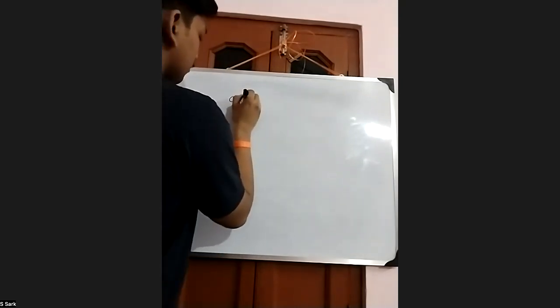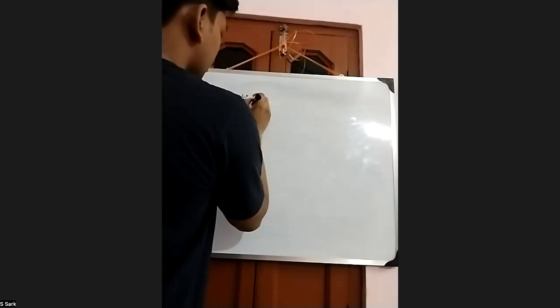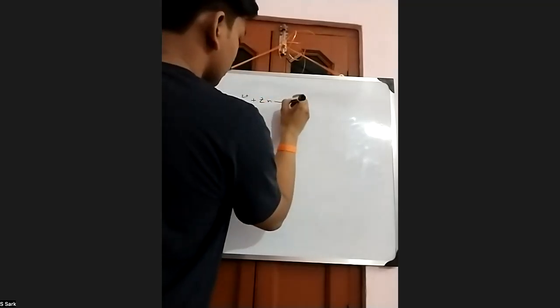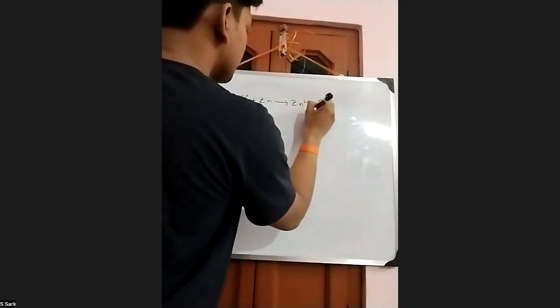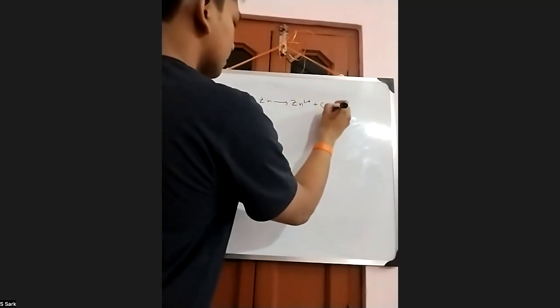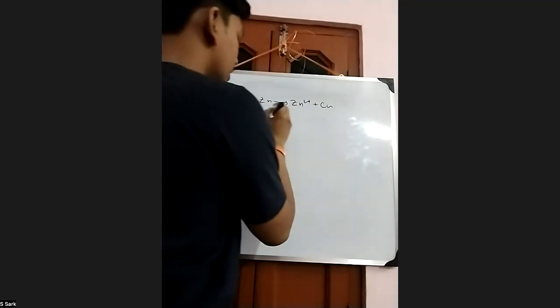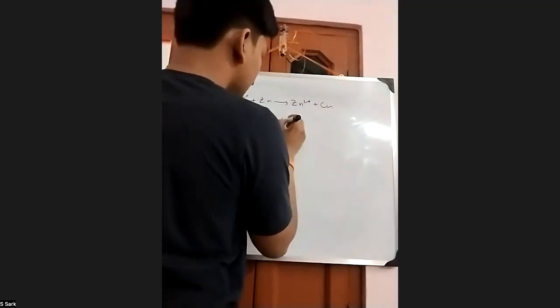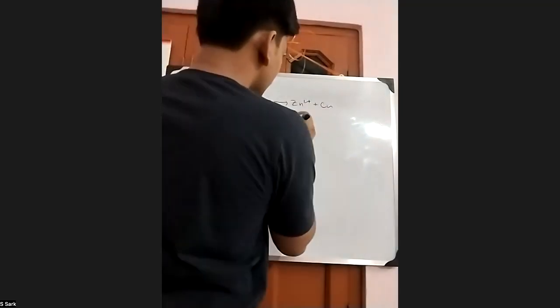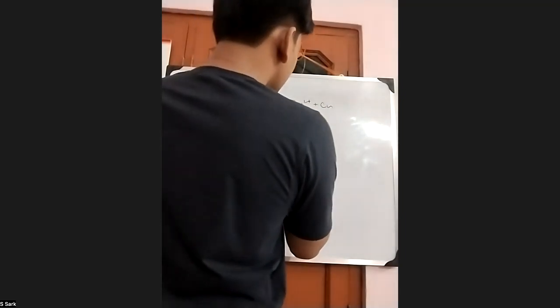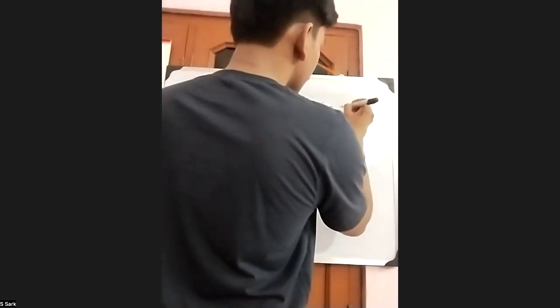So this is the full reaction of the Daniel cell, which follows in a galvanic cell and creates some energy, and the energy is shown in the voltmeter, or it is shown by the cell potential.